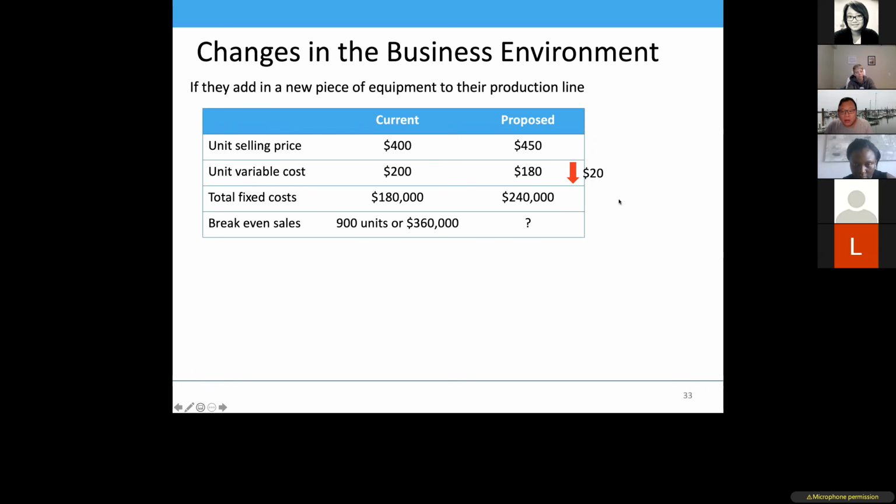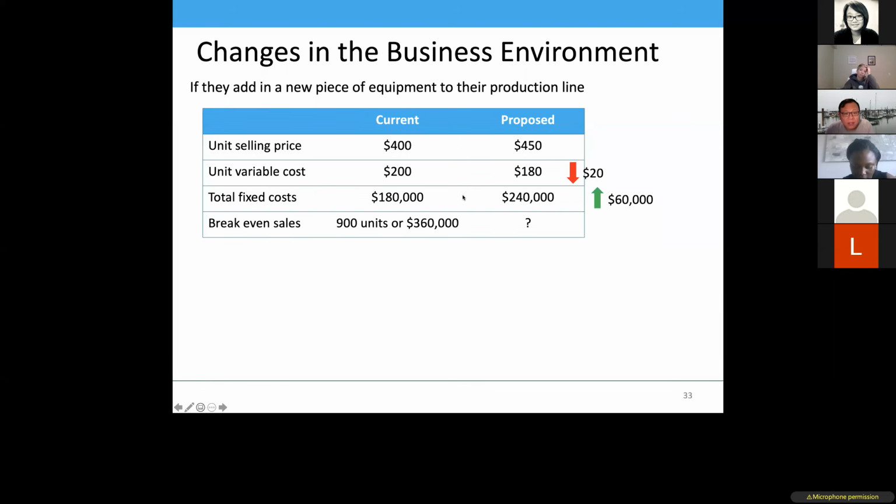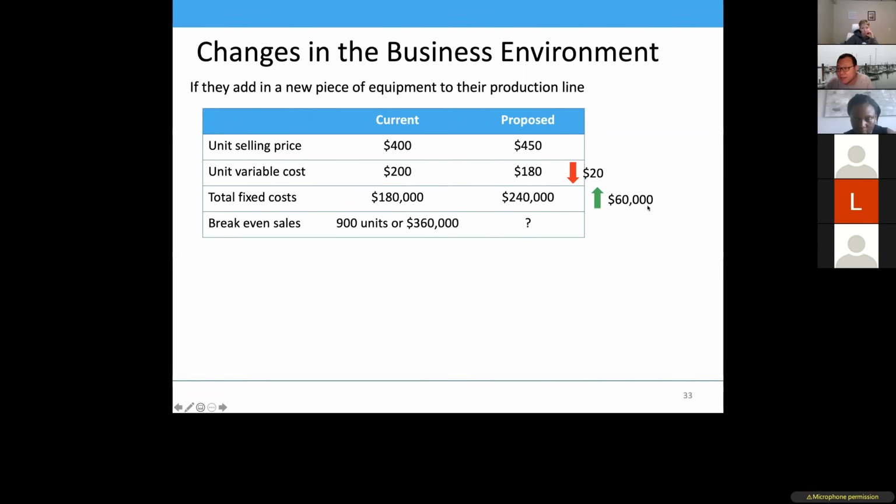The fixed cost, because you have a new piece of equipment, will increase by $60, from 180 to 240. And then this will make a better product, so you can sell it for more money. So the selling price increases by 50, from 400 to 450. And now, what is the break-even point?